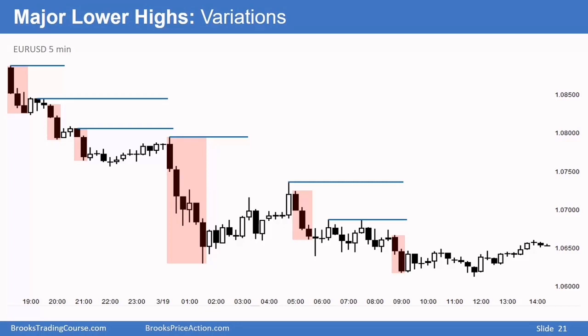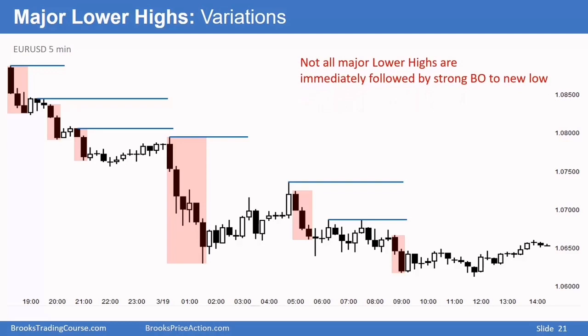Sometimes you get major lower highs, and as I said, they're not always followed immediately by a new low. For example, here we have 3 consecutive bear bars breaking below a wedge bull flag. I think this is enough for traders to believe the trend has resumed, even though we did not get down to a new low. I would call that a major lower high, as I said.